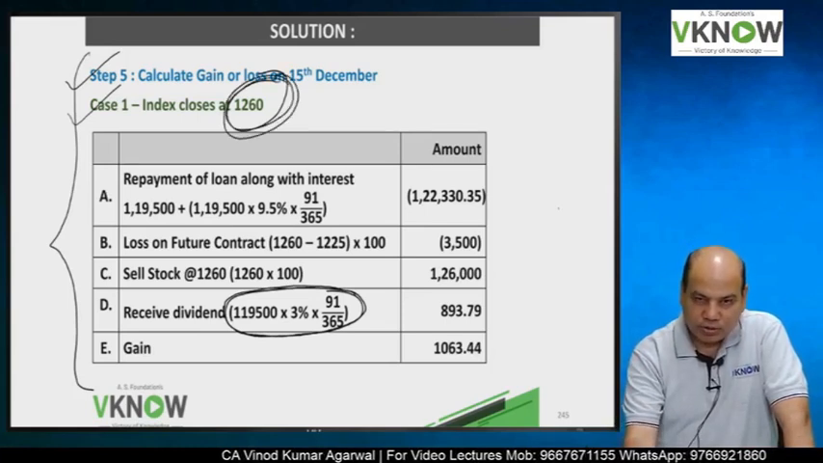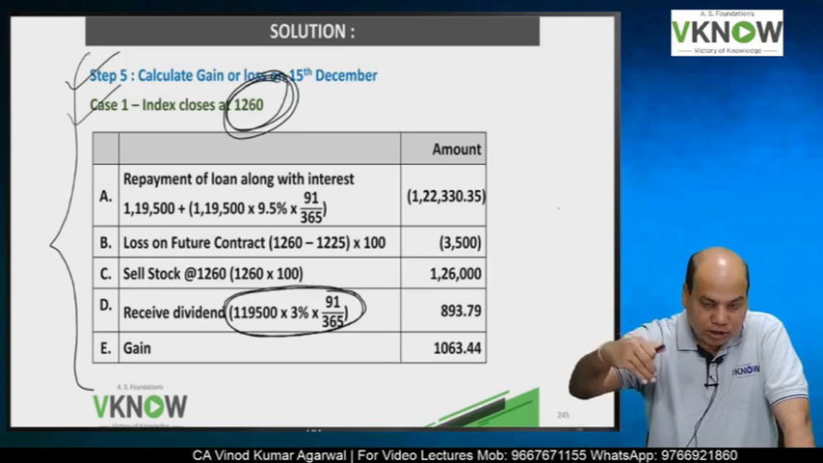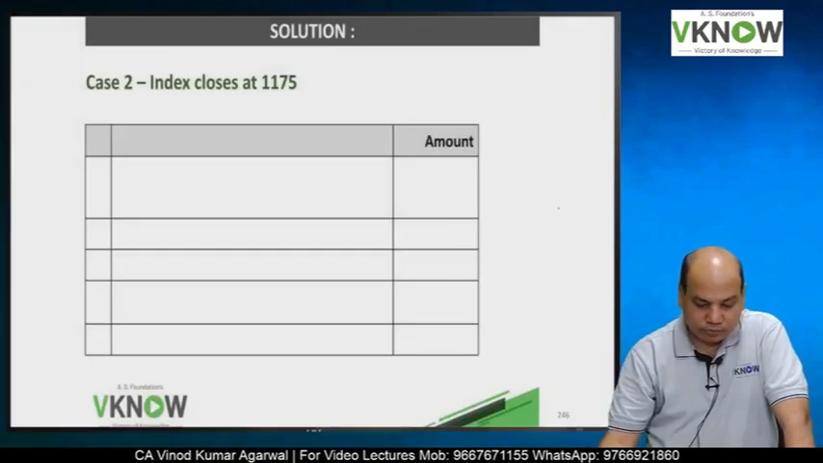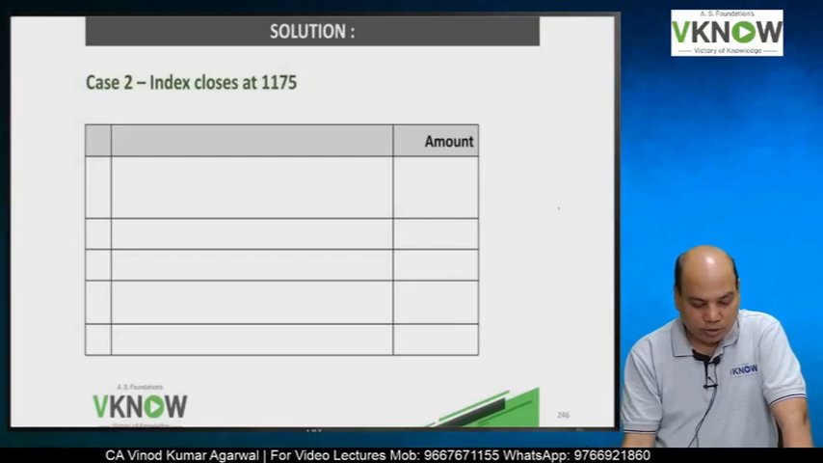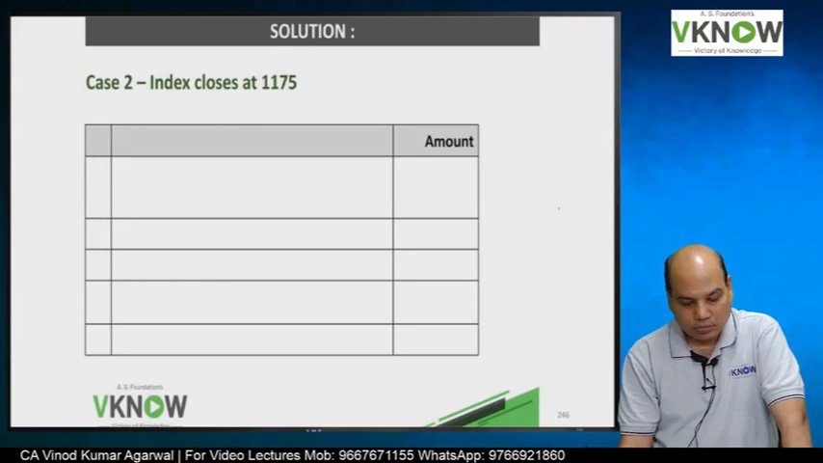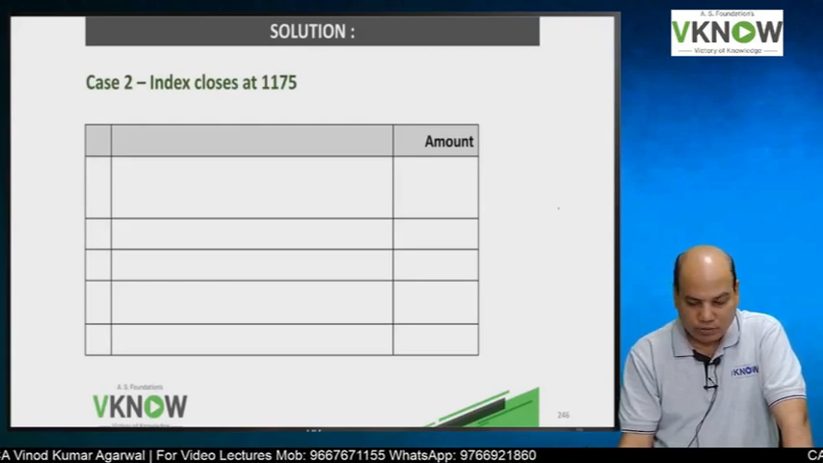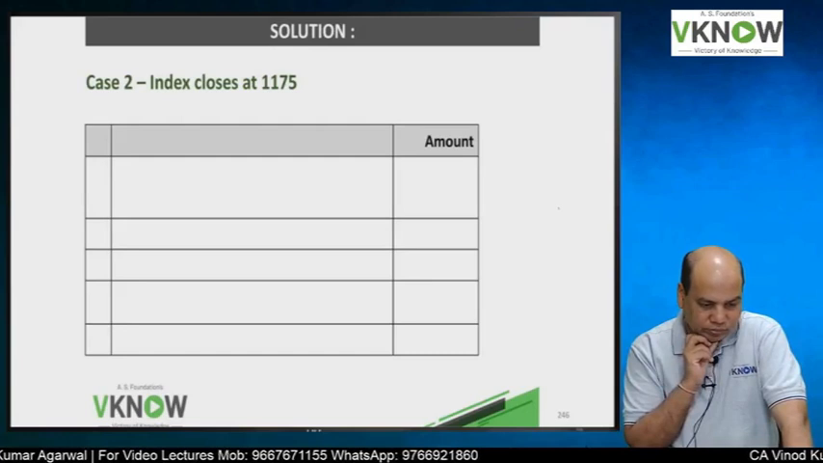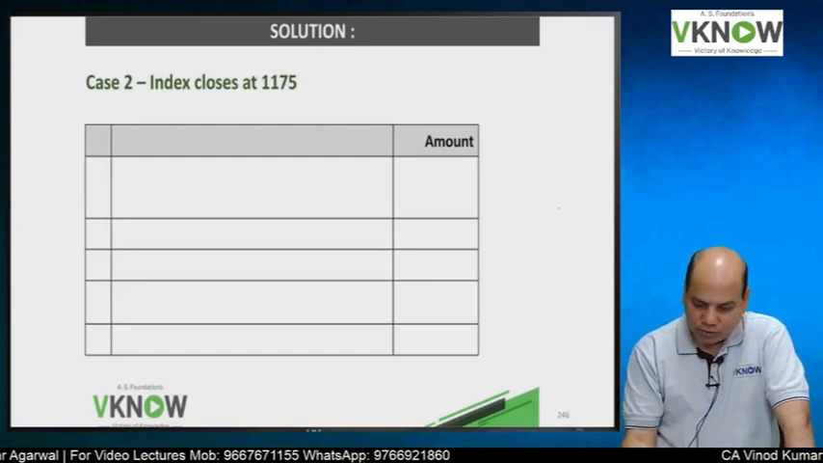This is gone up. Now I will take a situation when the market goes down. Very good question. Mark it important. Case 2, write down: index closes at 1175.